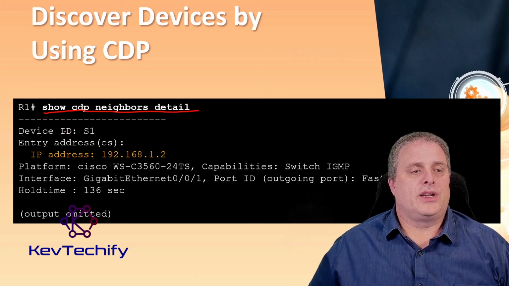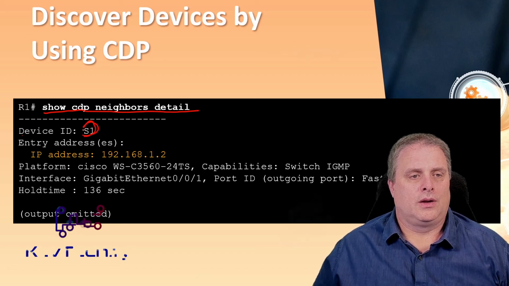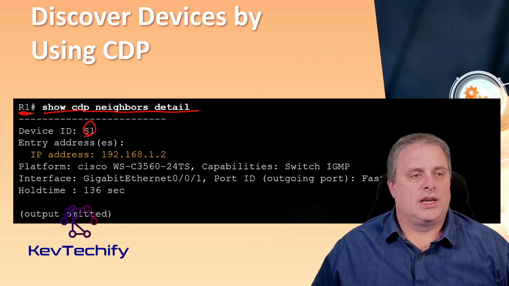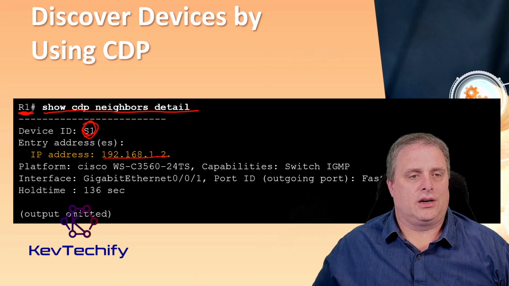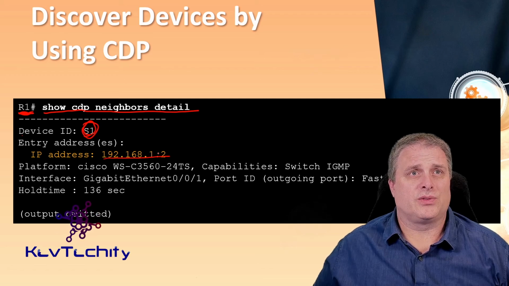And so the device ID, once again, is switch 1. We are running this here on R1 again, so we are connecting into switch 1. The IP address of that connection is right here, 192.168.1.12. That's the IP address for switch 1.